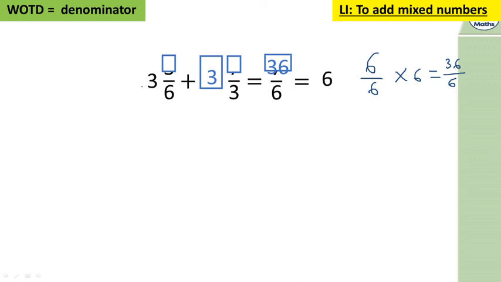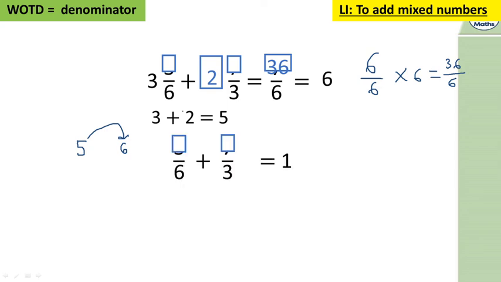Okay, so could it be 3 wholes plus 3 wholes and the fractions? No, because we know our final answer is 6, and if we put 3 in there, we've got 3 and 3, and then we've got fractions to add as well. So it cannot be 3, it has to be less than 3. So by trial and error, put a 2 in. So 3 plus 2 equals 5. So then we need how many sixths add how many thirds equals 1 whole, because we still need to make up 1 whole to get from 5 to 6.